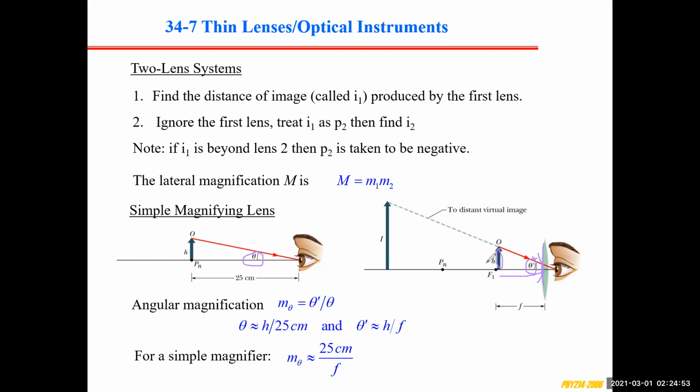Now, what about your theta? Your theta here will be h over 25. So when you do the ratio, you'll find out the magnification will just be 25 over the focal length. That's basically how you find the magnification of a simple magnifying lens. Simply, if you know the focal length of this lens, then you can calculate how much it is being enlarged.